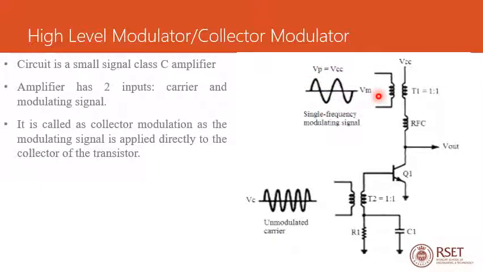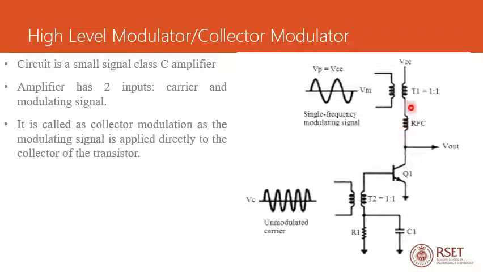collector of the transistor. So in this circuit we are giving the carrier signal to the base of the transistor Q1, and the modulating signal is given to the final stage of the transistor, that is to the collector of the transistor Q1. Hence the modulation takes place at the final stage. That is why it is known as the high level modulator or collector modulator.